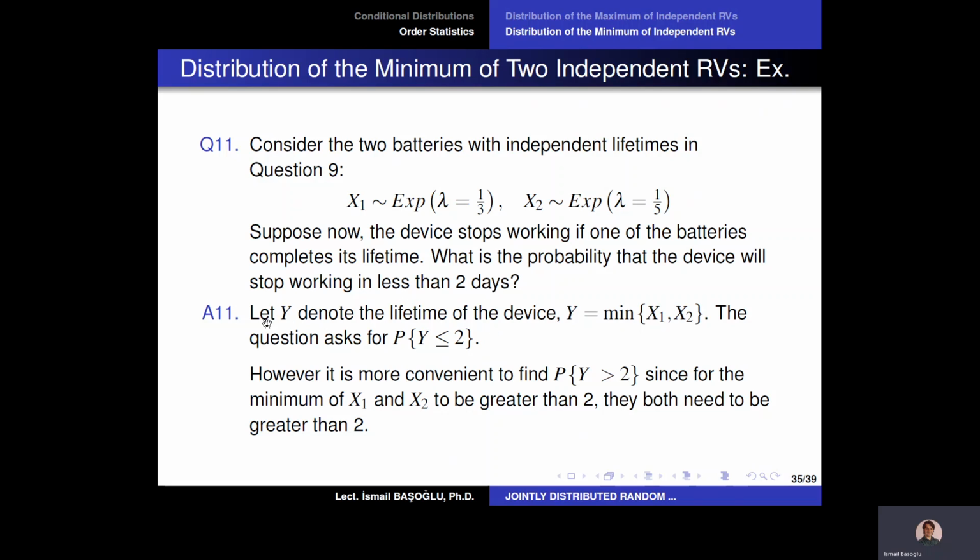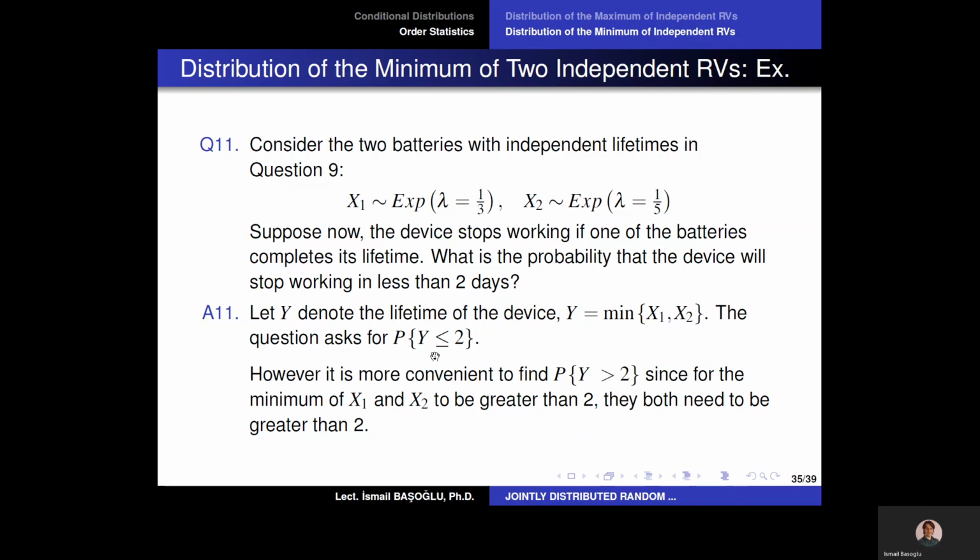Now this time, we define the lifetime of the device as Y, which is equal to the minimum of X1 and X2. And the question here is asking for the probability of the lifetime of the device to be less than or equal to 2. So if either one of the batteries stops, then the lifetime is going to be equal to the minimum of these two lifetimes of the batteries.